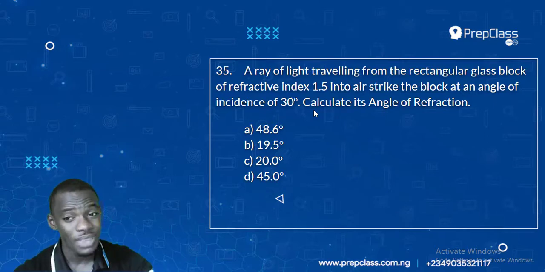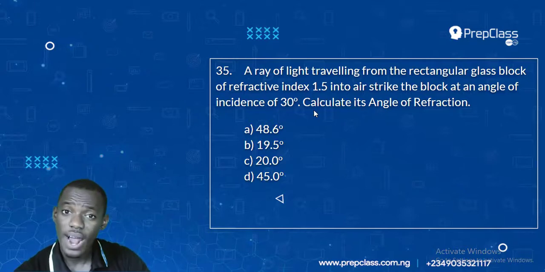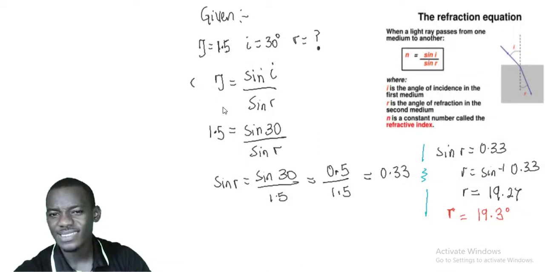Now this formula is key. If you know this formula, then you'll be able to solve many questions on refraction. Okay, now what is the formula for the angle of refraction? Let's check it out. Now the formula is very simple. The refractive index equals the sine of incidence over the sine of refraction. Full stop. That is called the refractive index.